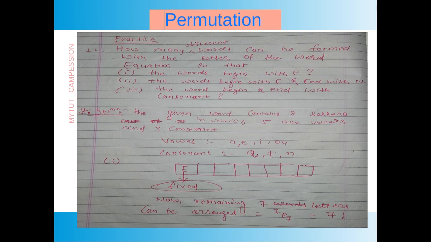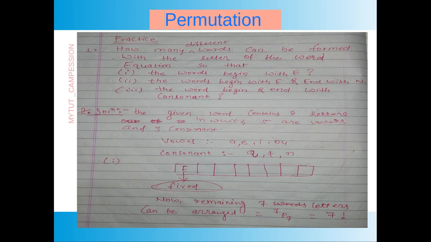Now you can solve this another way. You can also fix E in one way, and now for the remaining you have 7 ways, 6 ways, 5 ways, 4 ways, 3 ways, 2 ways, 1 way. So you can solve by the fundamental principle of multiplication, or you can directly apply the condition rule.